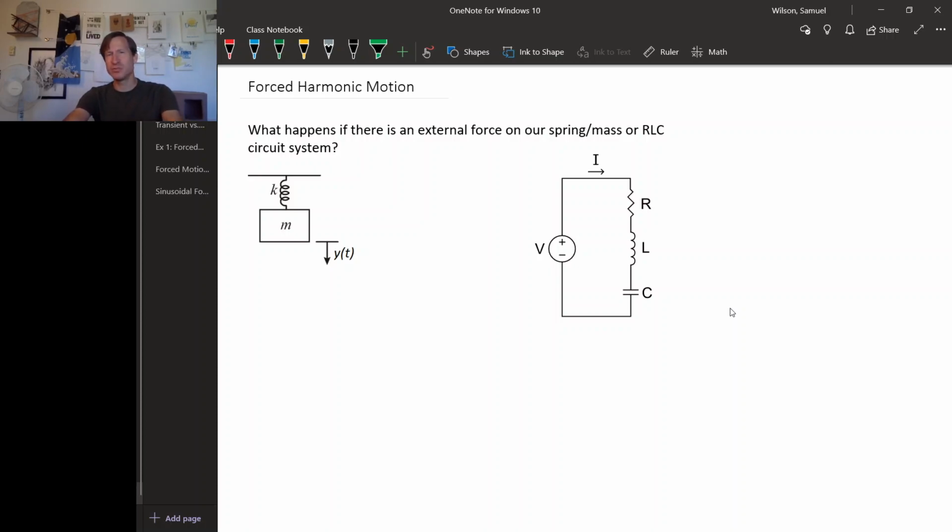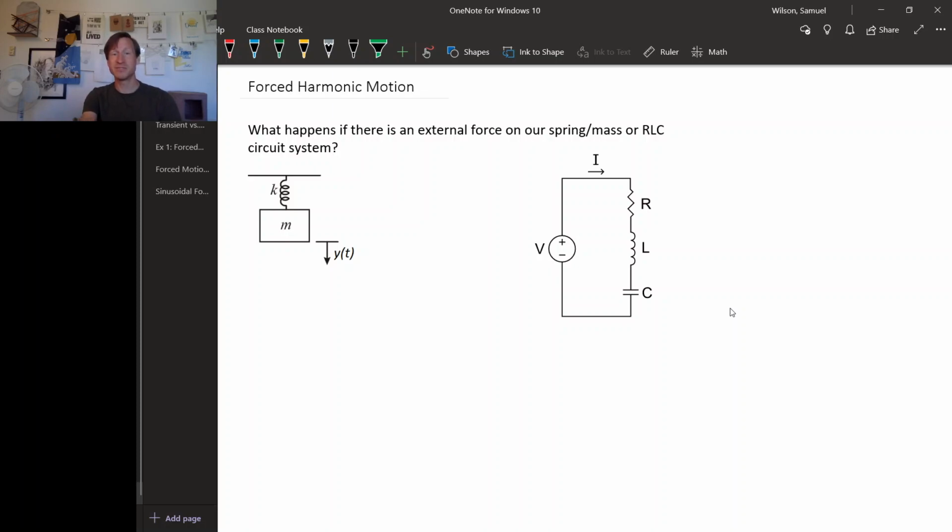Up until now, we've been assuming that there's no external forces disturbing our second order system, whether that's a mass hanging on a spring or an RLC circuit. But that's not very realistic, and furthermore, the most important applications of these kind of systems actually involve external forces. So let's see how external forces show up when we're considering this kind of system.